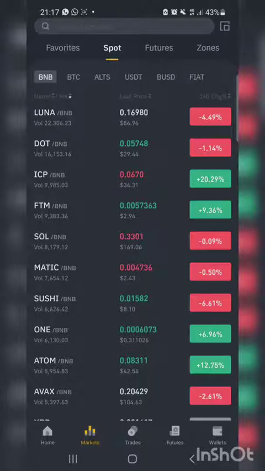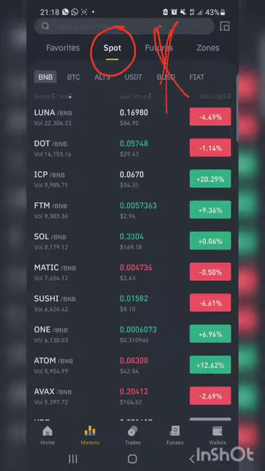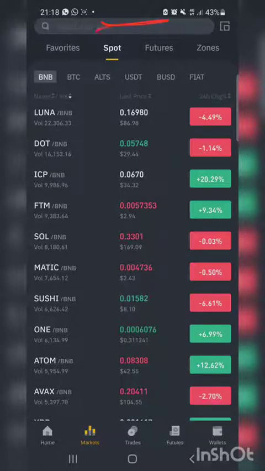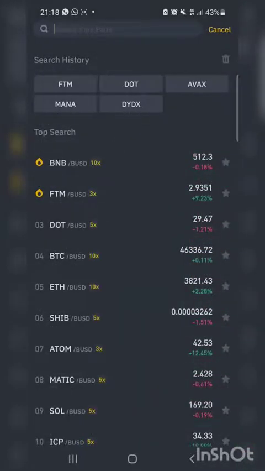So basically, if you're new to crypto trading, then be comfortable with spot trading. Leave this side for those who are masters in it, so that you don't end up taking leverages and losing your capital. So now what you need to do is click on spots, then hit this search menu over here, and search for whatever coin you want to buy.